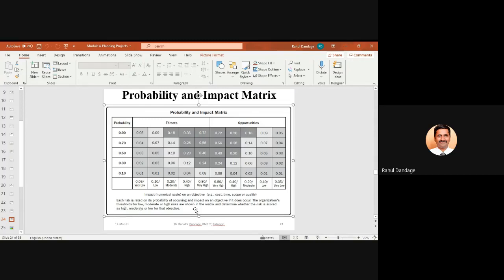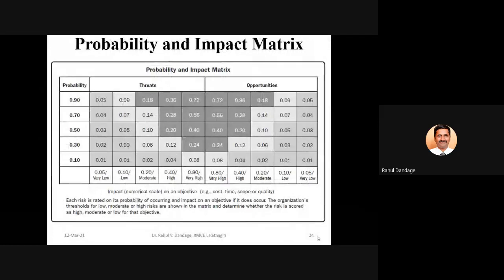So at the bottom you can see each risk is rated on its probability of occurring and its impact on an objective if it does occur. The organization's thresholds for low, moderate or high risk are shown in the matrix and determine whether the risk is scored as high, moderate or low for that particular objective.